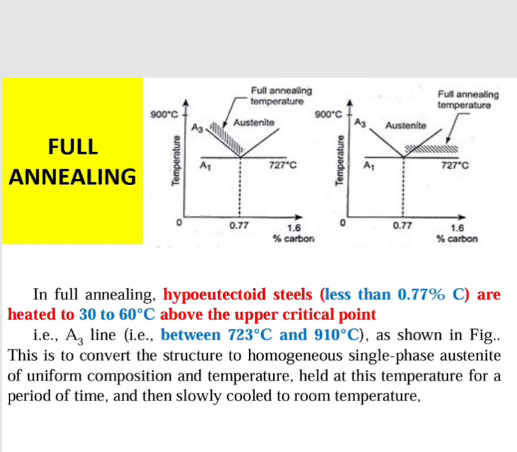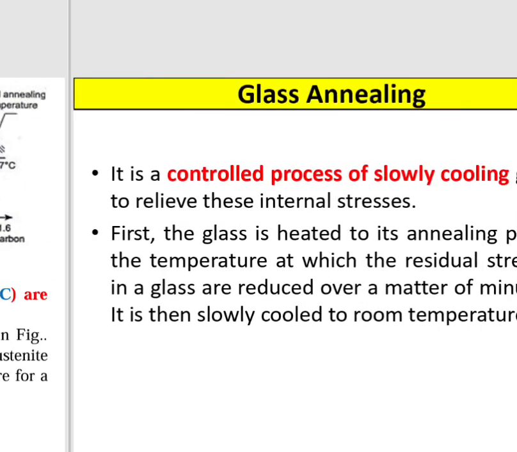This is the graphical representation of full annealing. The diagram is between temperature and percentage of carbon. We see the temperature of the A1 line at 723 degrees Celsius. Above 723 degrees Celsius, we initially heat the material, hold for some time, and then allow it to cool down very slowly in the furnace itself. These are all the full annealing process.